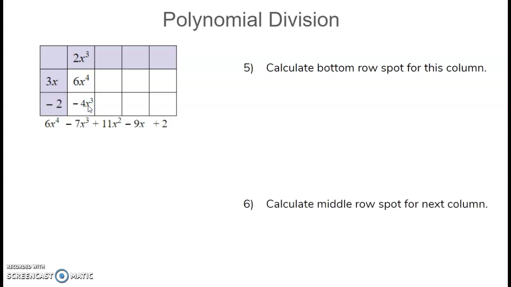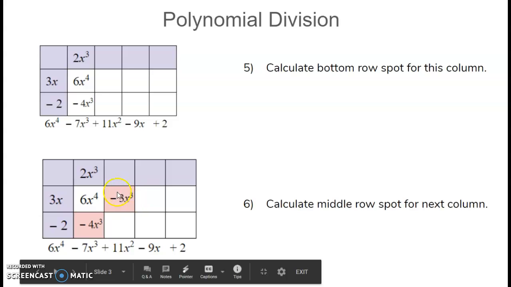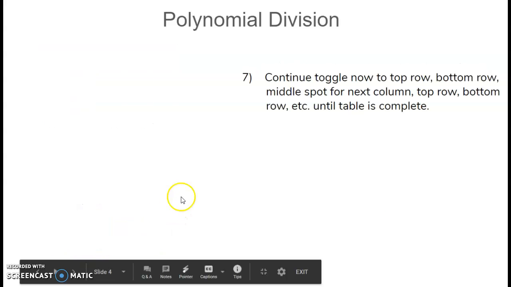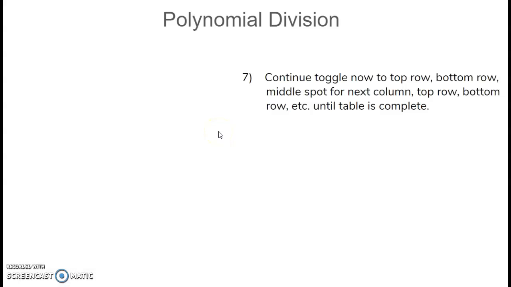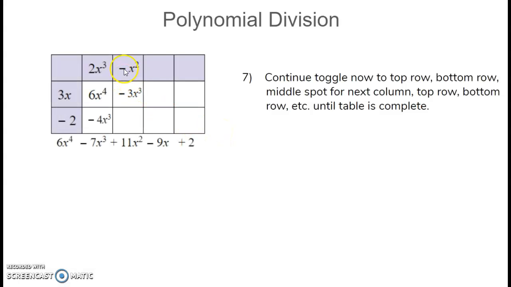The next thing I'm going to do is calculate the middle spot for the next column. So I'm going back over here trying to figure out what was right here. This one plus the negative 4x cubed is supposed to be negative 7x cubed. So the one that's right here plus the one next door on a diagonal is supposed to be negative 7x cubed. So we need negative 3x cubed there. Negative 3 plus negative 4 is negative 7. Then I'm going to continue to toggle between the top and then the bottom, back to the middle, top, bottom, middle, and it's just going to keep going like that.